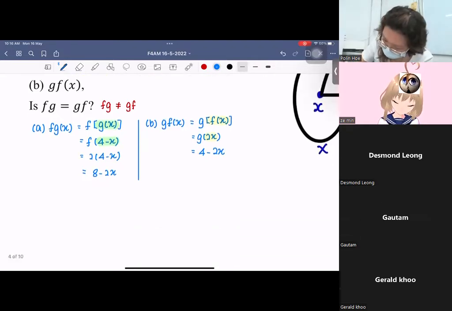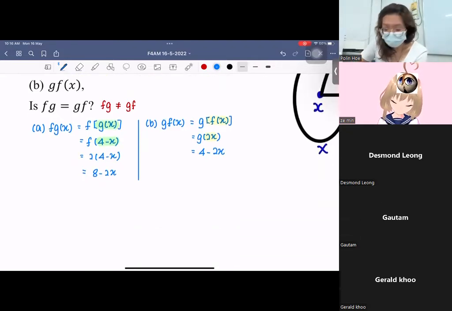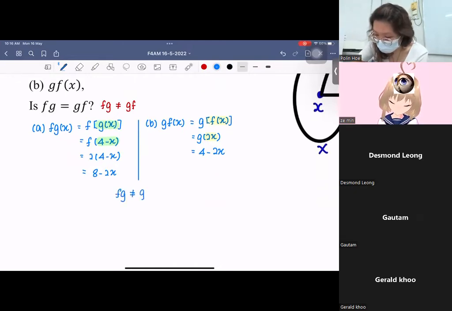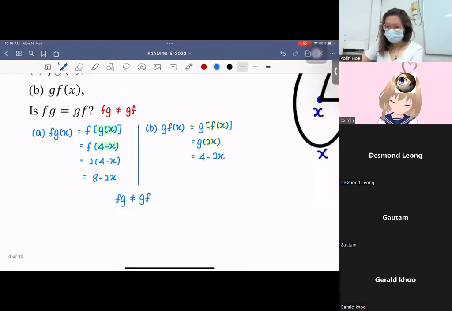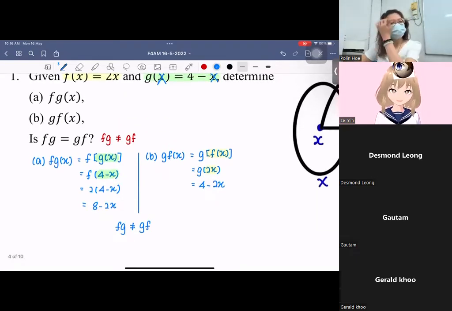So lastly, is fg equal to gf? No, fg is not equal to gf. And of course for this question, there will be no value of x where fg equals gf.